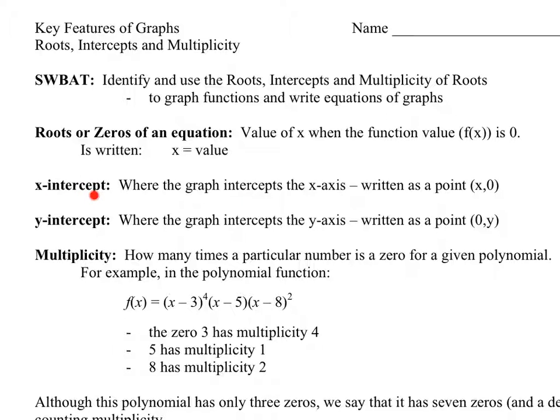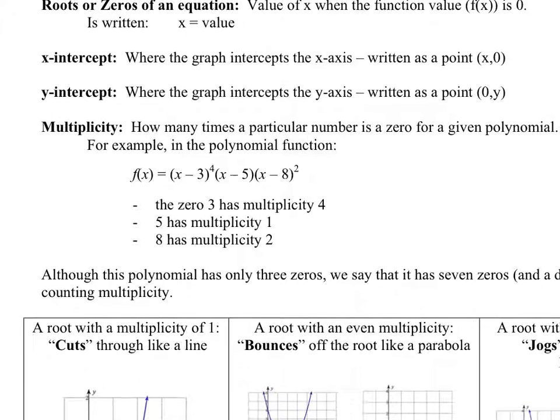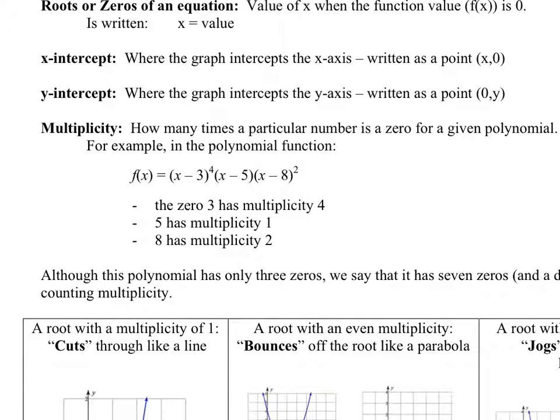The x-intercept, you have to write as a point. And the y-intercept, where it hits the y-axis, you write as a point. So even though these two things are basically the same thing, if I ask you for intercepts, write them as a point. Okay? Multiplicity is how many times a particular number is a 0.